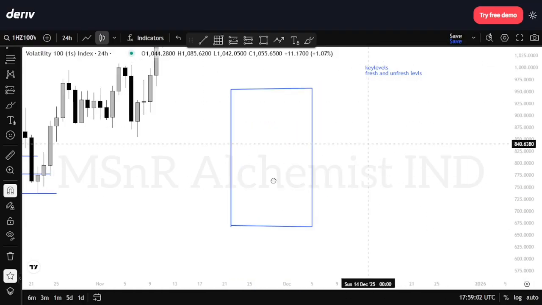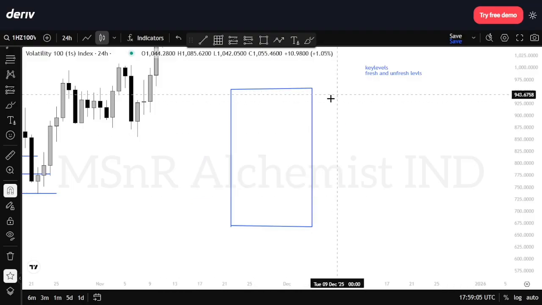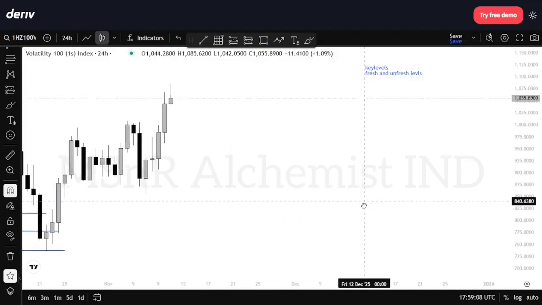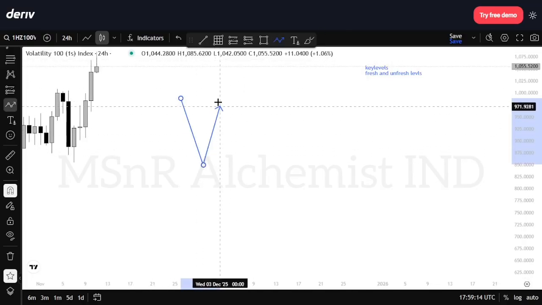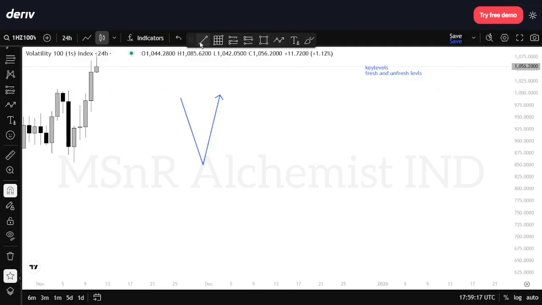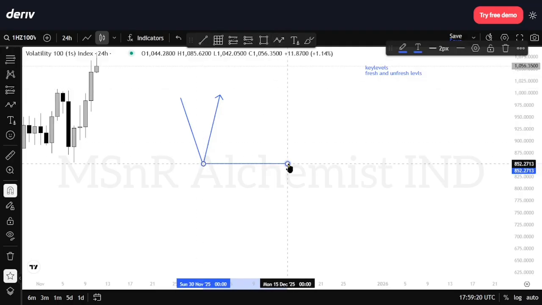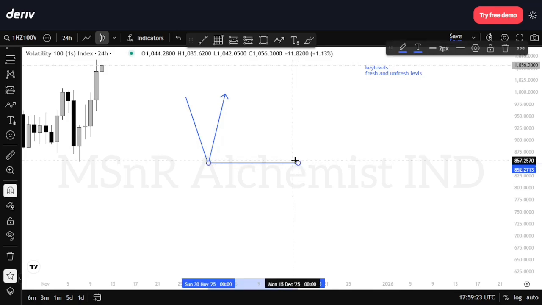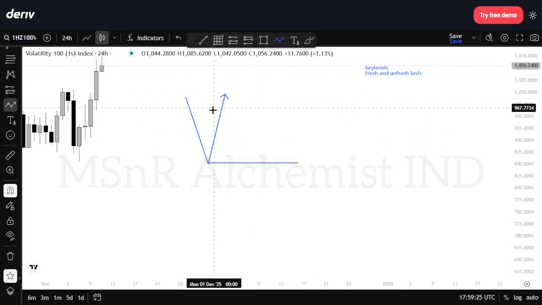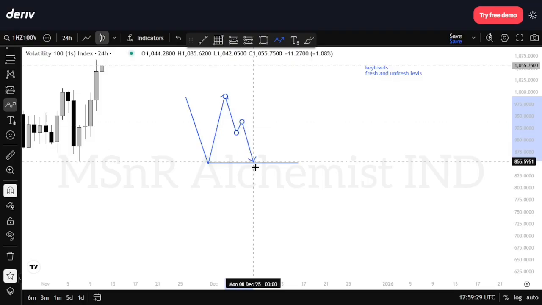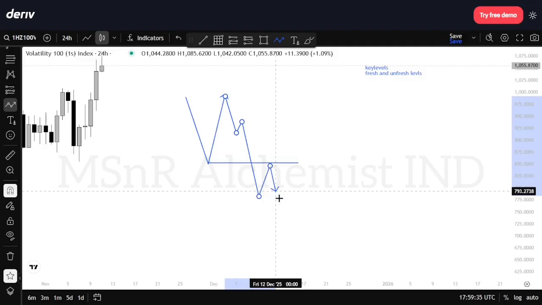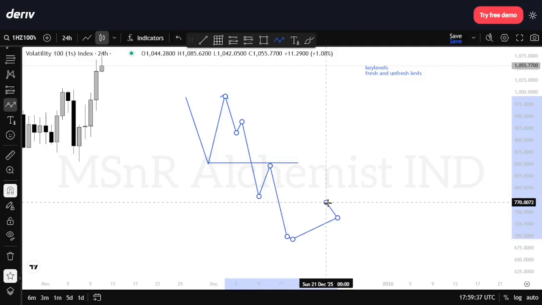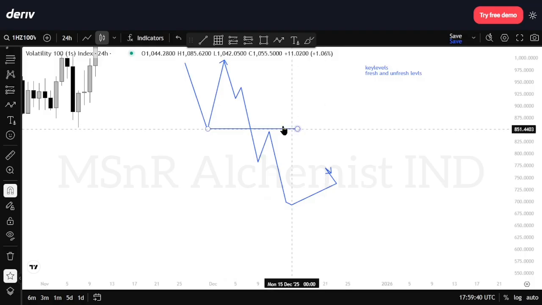So let me release this. Now I will show you. We create a V level. What is this? This is a support, right? And what did the market do? The market came here and broke that. Now this is the resistance. So the market acts like this: a broken support becomes resistance.